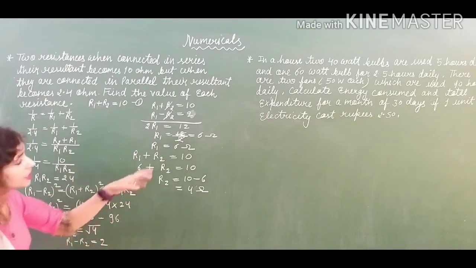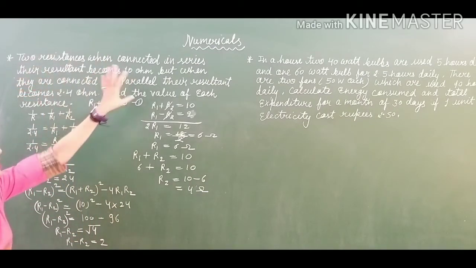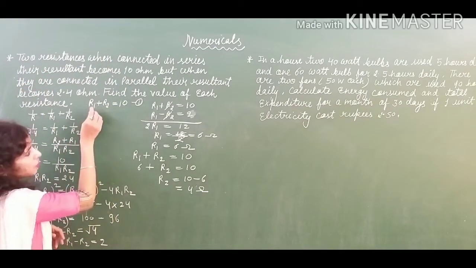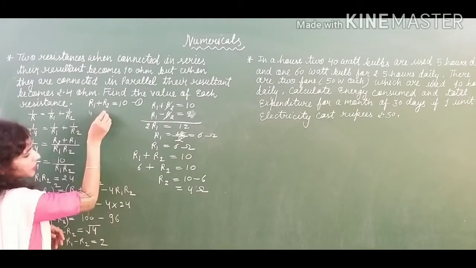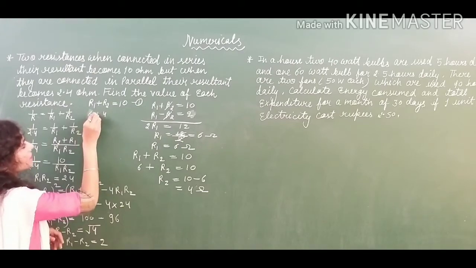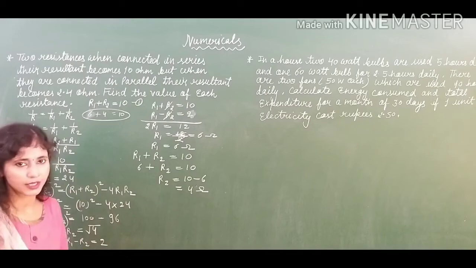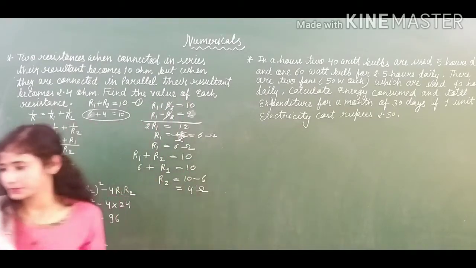Let's check your answer. If you add 6 and 4 in series, you will get 10 ohm. In place of R1 you put 6, and in place of R2 you put 4. 6 plus 4, the answer will be 10. Okay, that means our answer is correct. Let's talk about the next question.